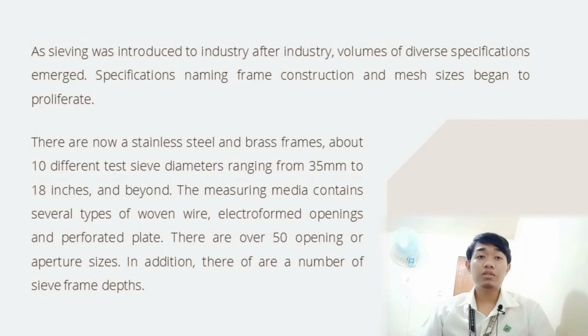As sieving was introduced to industry after industry, volumes of diverse specifications emerged. Specifications covering frame construction and mesh sizes began to proliferate. There are now stainless steel and brass frames, about 10 different test sieve diameters ranging from 35mm to 18 inches and beyond. The measuring media contains several types of woven wire, electroformed openings, and perforated plate. There are over 50 opening or aperture sizes. In addition, there are a number of sieve frame depths.